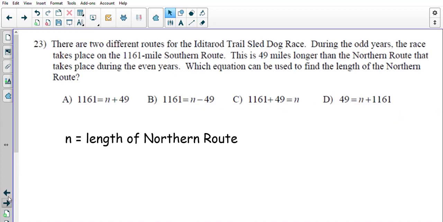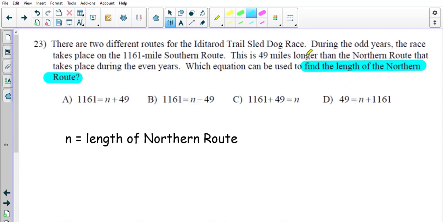All right, so 23 is that multiple choice question that I said we would see later, similar to the Lincoln Memorial question and Jefferson Memorial question, similar to the question we had about Kayla's songs that she downloaded. So let's read through number 23. There are two different routes for the Iditarod Trail Sled Dog Race. During the odd years, the race takes place on the 1,161-mile southern route. This is 49 miles longer than the northern route that takes place during the even years. Which equation can be used to find the length of the northern route? So our unknown here is the length of the northern route. So I chose n to represent that, both here and, of course, in all four of these answer choices.